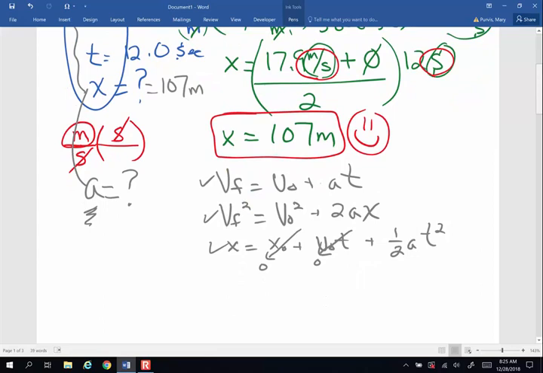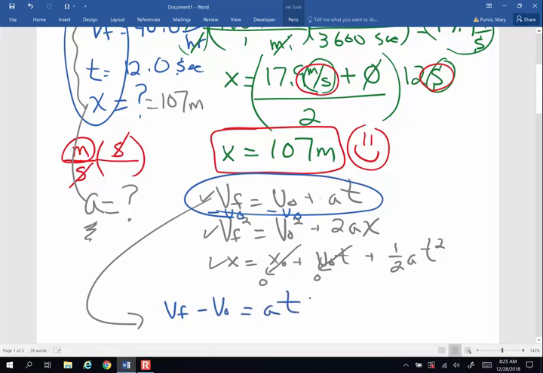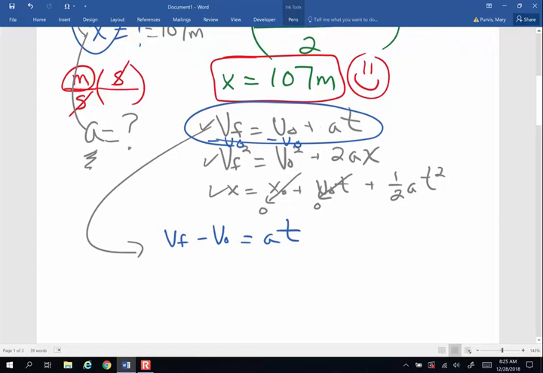Well, I think I'm going to use the very first one. Why? Because it's really a sweetie pie. It's a nice little equation. So VF equals VO plus AT, but I'm going to solve for A. So I'm going to subtract VO from both sides. V final minus VO equals AT. Now I am going to get A alone, so I'm going to divide both sides by T. So my rate of acceleration will be equal to final minus original divided by time.